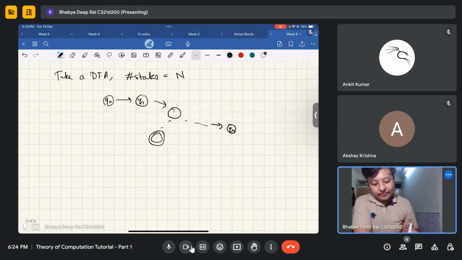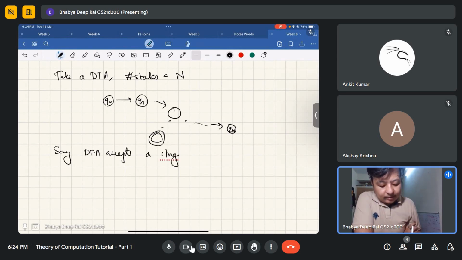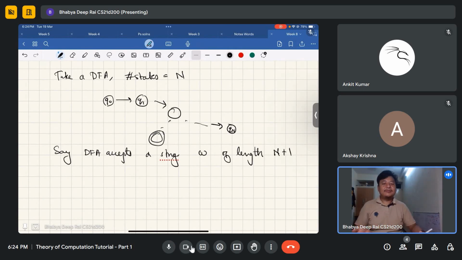And say the DFA accepts a string w of length n plus 1. What do you mean by n plus 1? It is more than the number of states. It accepts a string whose length is more than the number of states. What does it mean?